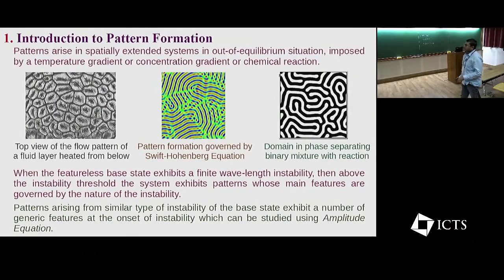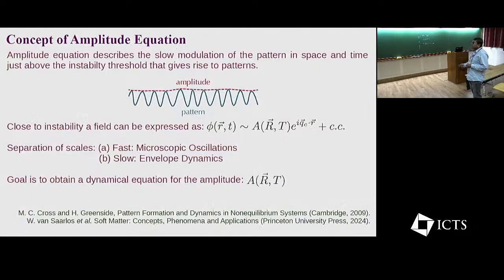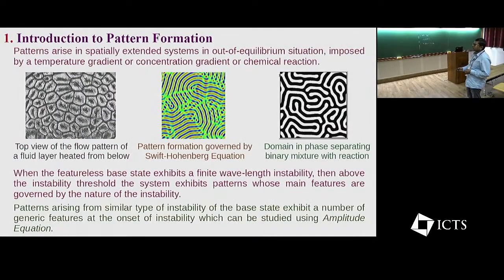So pattern formation. Patterns emerge in spatially extended systems in out-of-equilibrium situations imposed by varying external parameters such as temperature gradient, concentration gradient, or chemical reaction. Here in this picture, I am showing you a top view of the flow pattern of a fluid layer when heated from below. This type of pattern emerges when the temperature gradient is above a critical value.